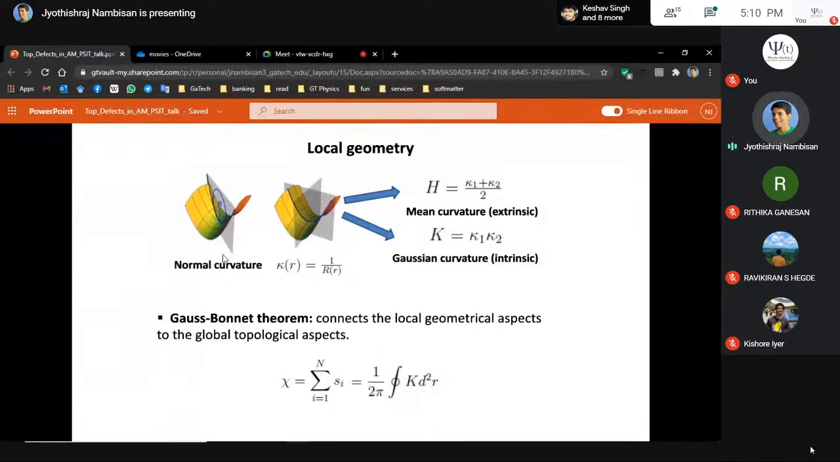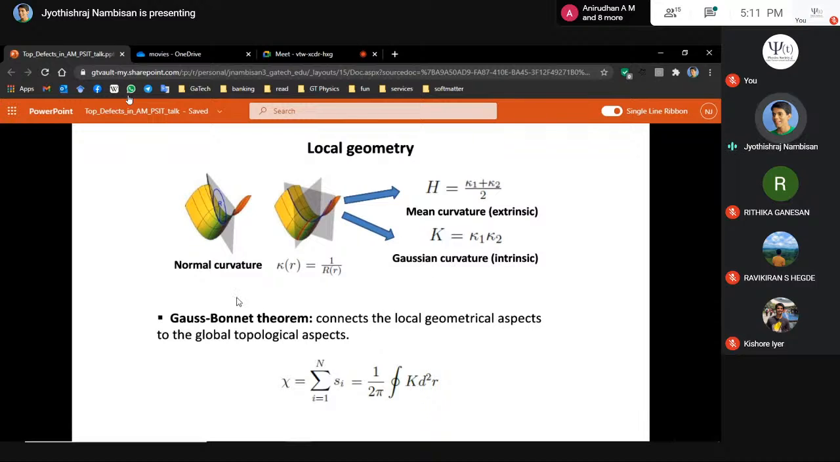So you can quantify the normal curvature, the mean curvature, and the Gaussian curvature. So these are standard mathematical definitions of quantifying the local geometry of any line, right? So in this case, if you have a saddle like this, you have two principal curvatures, one with the maximal curvature and one with the minimal curvature. So the average of that gives you a mean extrinsic curvature, and the product of that gives you the Gaussian curvature. And this is your local constraint on the system.